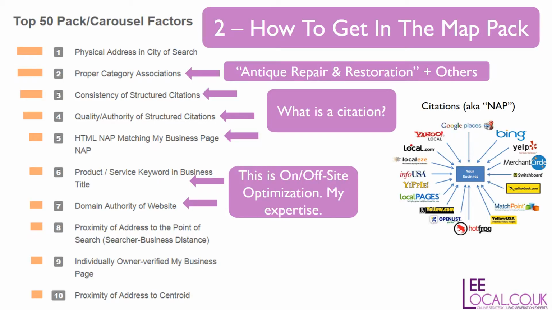Next, we'll touch on this in a moment, but this is on and off-site optimization. This really is sort of my expertise, making sure that the product and service that you offer is optimized on your website and indeed off your website. So you're being found for what you want to be found for. For example, antique restorations, Surrey. Obviously, this product and service keyword needs to be in the right places, in the right headers, in the right descriptions throughout your website.